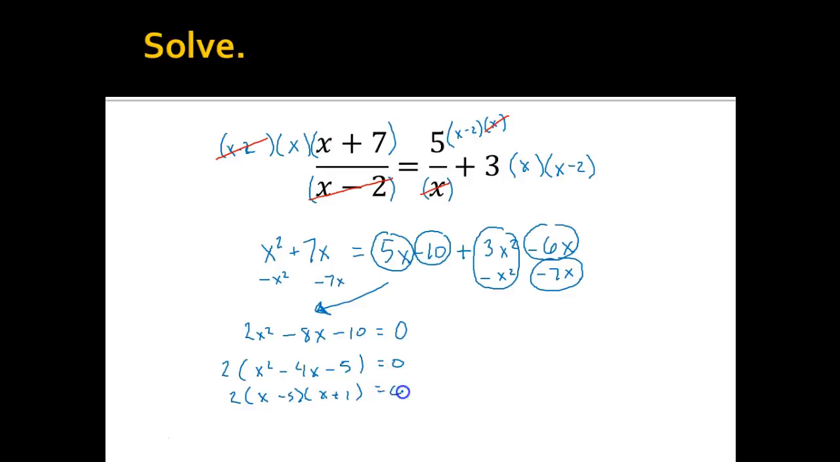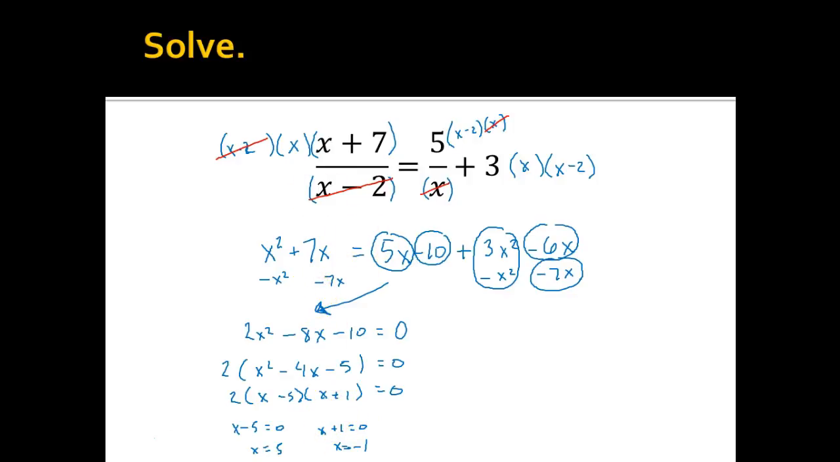Now, since all of that together equals 0, one of those factors would have to equal 0 for this to be true. Of course, 2 cannot equal 0, but x minus 5 can equal 0 if x equals 5, and x plus 1 could equal 0 if x equals negative 1. So those are the two different ways that sentence can be true, and so those are the two solutions.